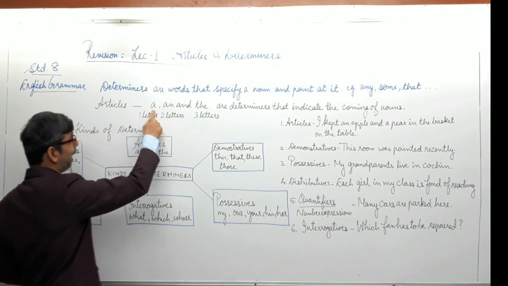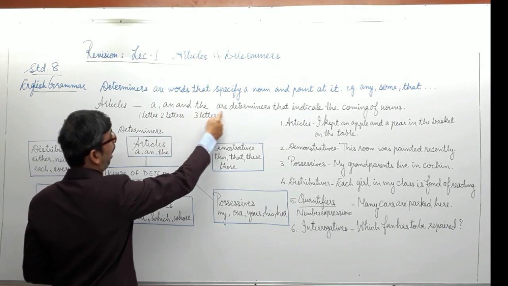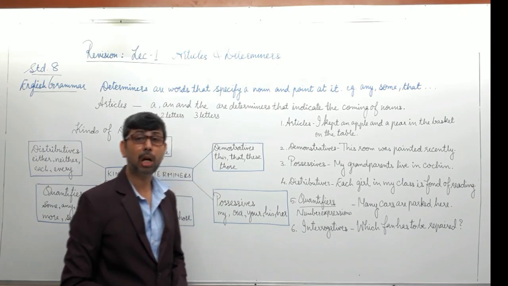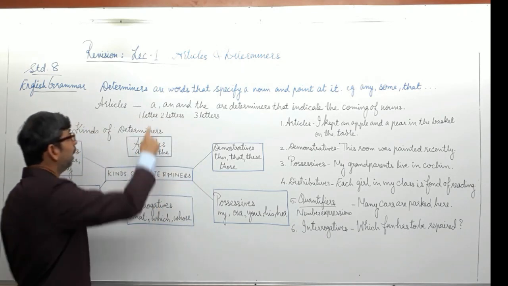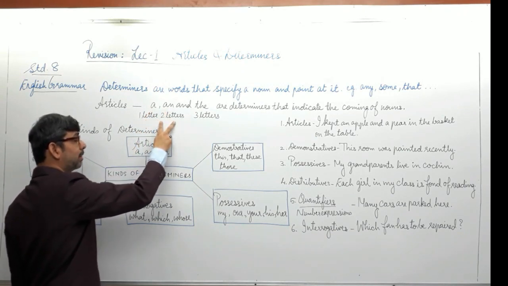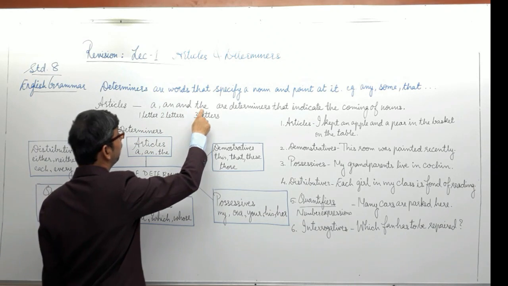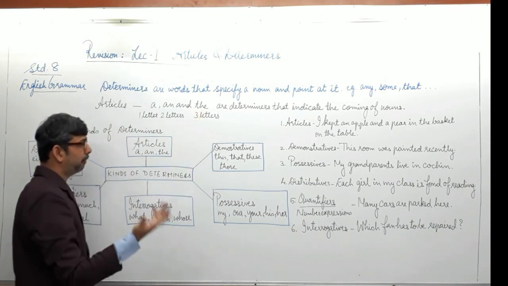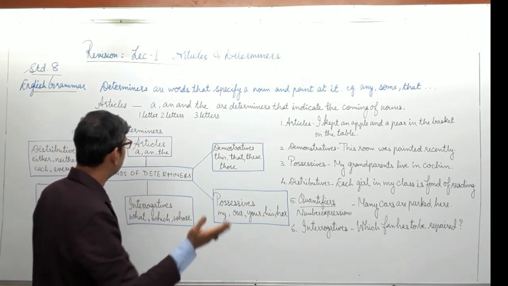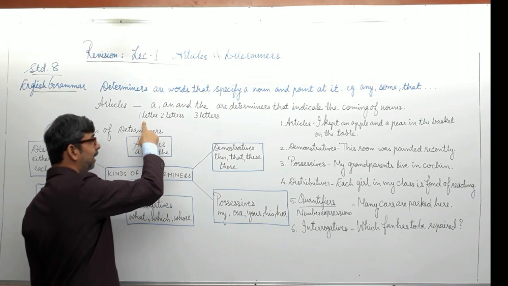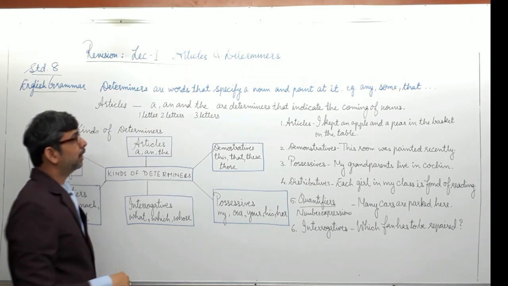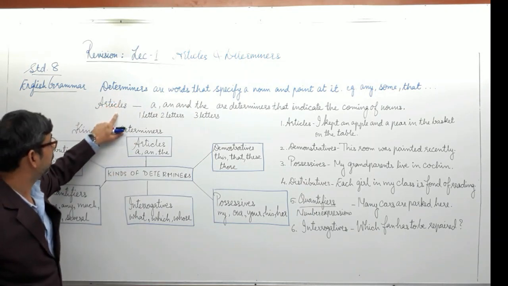Articles, words like a, an, and the, are determiners that indicate the coming of nouns or the importance of nouns in a sentence. The article a has one letter, the article an has two letters, whereas the third article, the, has three letters. Therefore, I sometimes say that these are the three magical words: 1, 2, 3, because they contain a single letter, a double letter and a triple letter. These are the two definitions of determiners and articles.